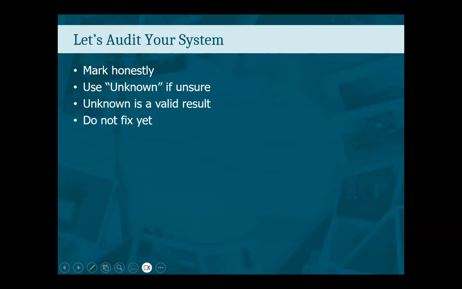So we're going to start diving in very soon to audit your own personal system. And it's important, since no one else is going to see this but you, just to be honest about it and, if you don't know, write unknown. That's fine, because that's definitely a valid result.